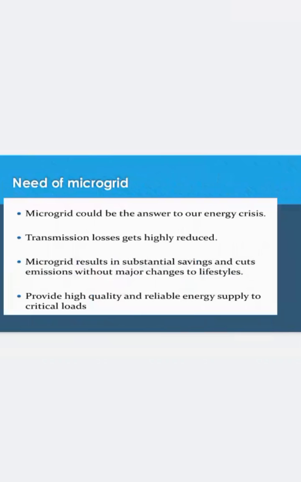Next, need of microgrids. Why is microgrid necessary? Microgrid is an important factor in our energy crisis to meet the higher energy demand. Due to microgrid, transmission losses are reduced. Also, it is mostly useful to provide high quality and reliable supply.